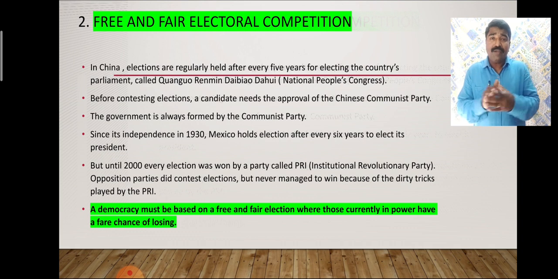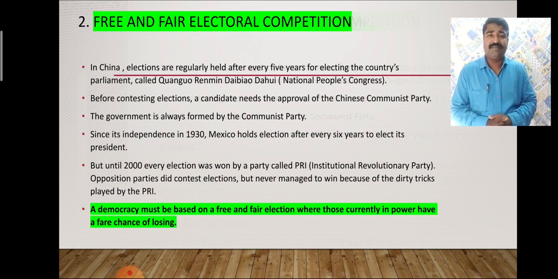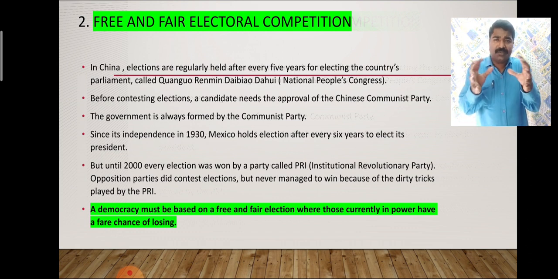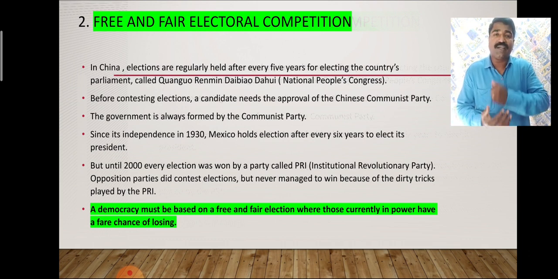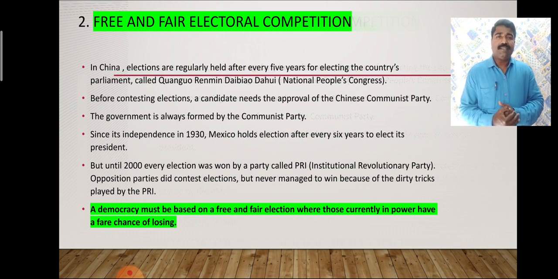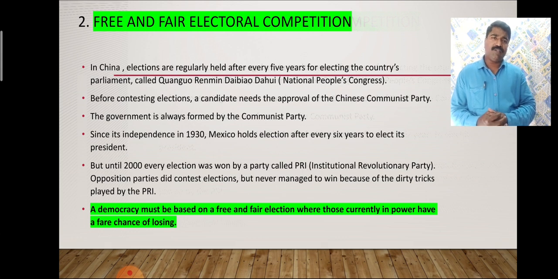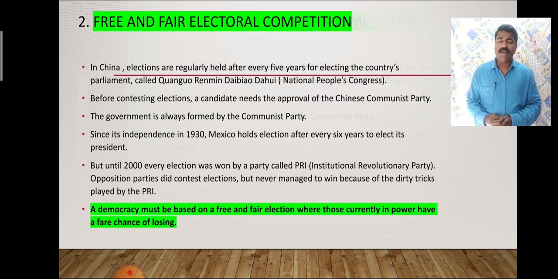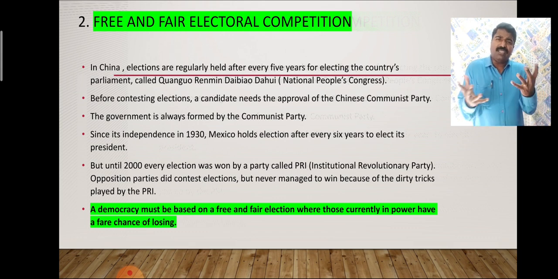The army also elects its own representatives. The National People's Congress can decide the rulers of the country, and the government is formed accordingly. But even though the National People's Congress decides the president of the country, who always decides it?